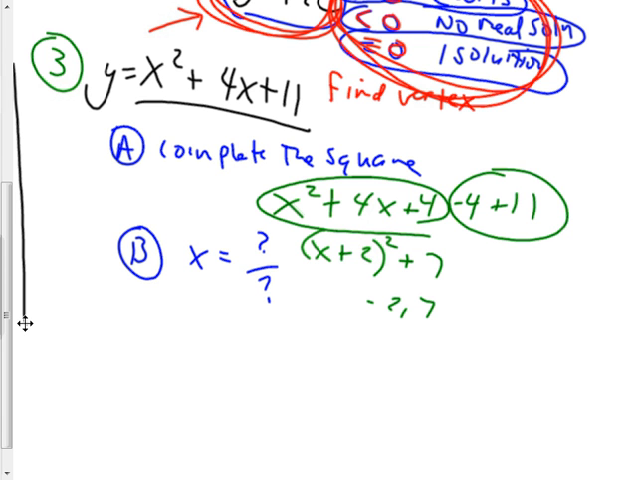-2 comma 7, of course, is the vertex, but I did say find the vertex. If they got all the way to here, I'm going to accept their answer as okay. But I really did want them to say the answer to the vertex was -2 comma 7.